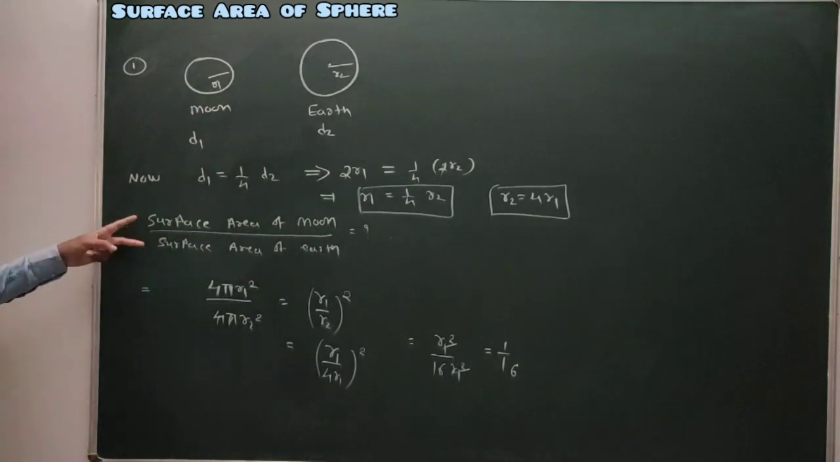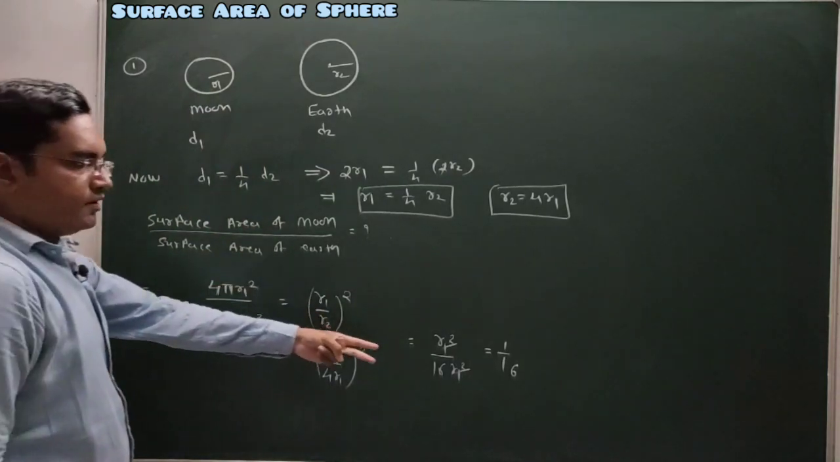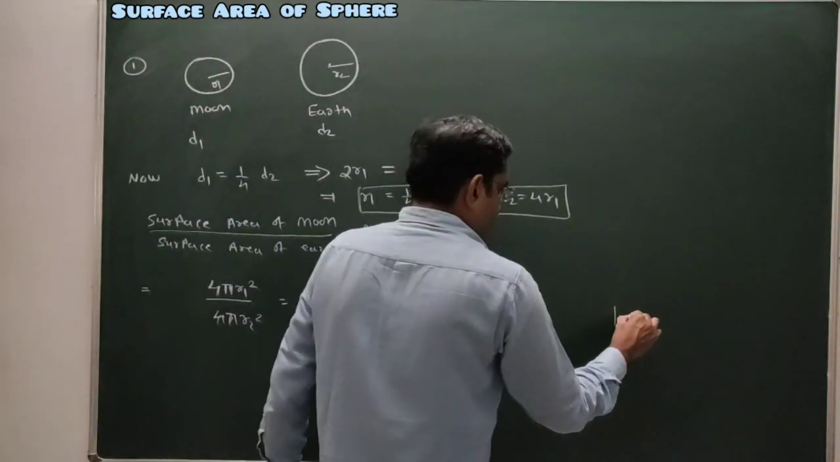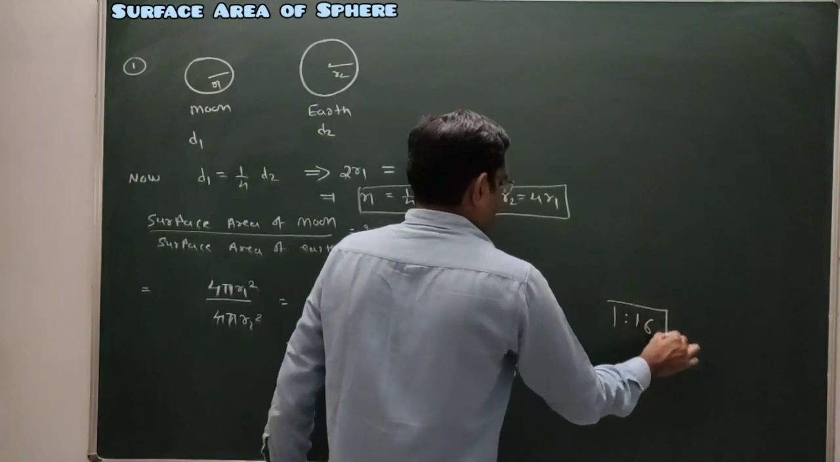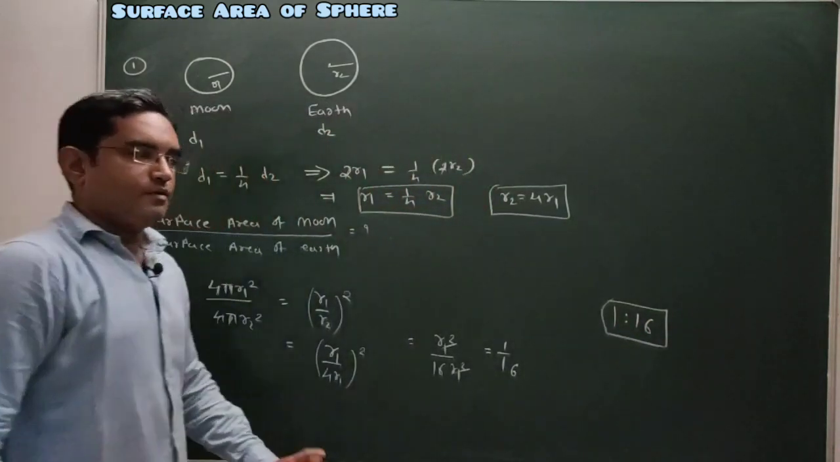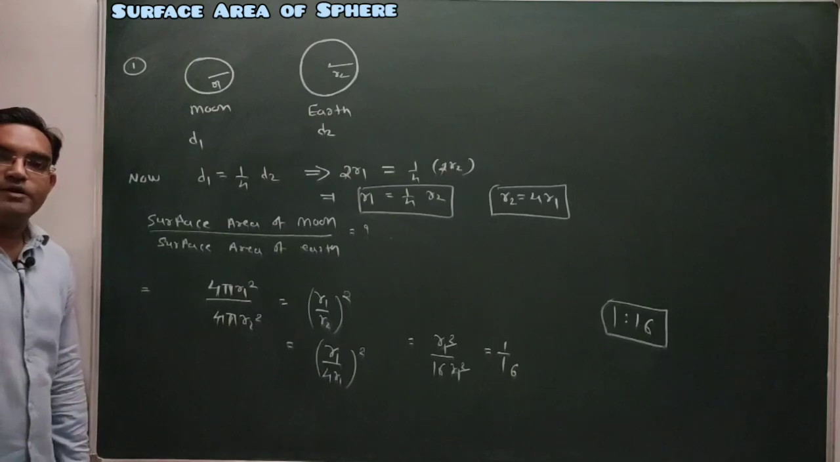So ratio of surface area of moon to the surface area of earth is 1 upon 16. So you have to write the answer, it's 1:16. Clear students? Pause the video and note it down.